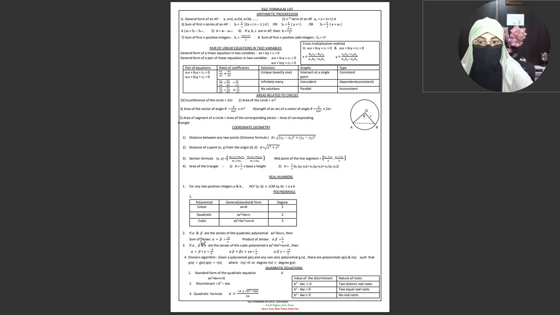Now if alpha and beta are the zeros of a quadratic polynomial, then the sum of the zeros is equal to... These are the formulas, and they are also questions for you in the form of 1 markers. It will be asked. Quadratic equations, very important. All these formulas will constitute your 1 markers and MCQs. So you can study this entire formula list for your 1 markers.